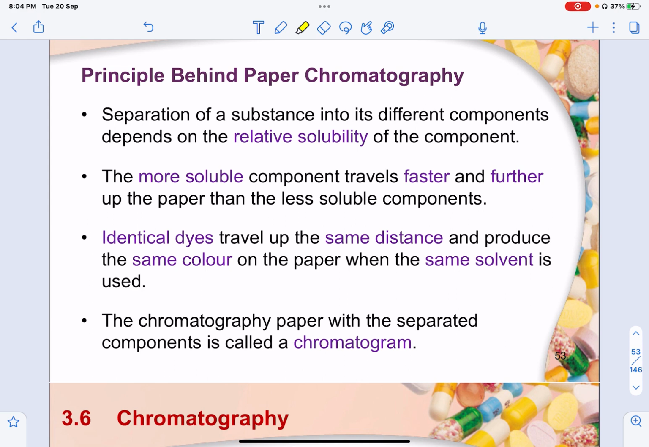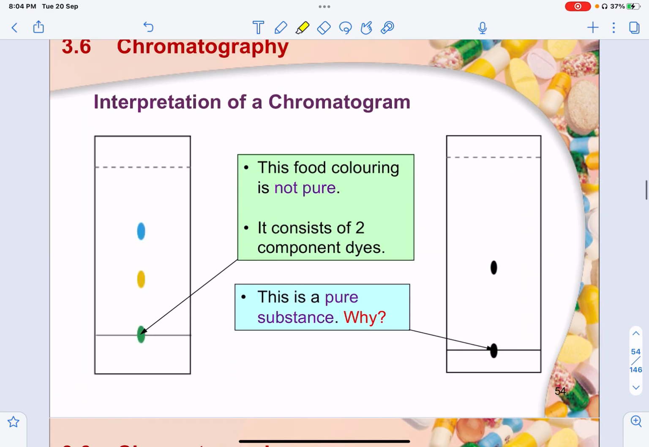Whereas if let's say you use a different ink within the same ink, what will happen? You will also separate it because of the different solubility of the dyes that you use. So the chromatography paper with the separated components is what we call the chromatogram. So in terms of interpretation, we could see that this dye is not pure. Why? Because there is more than two components in this case.